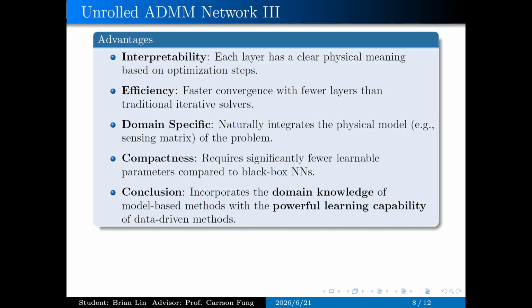The third point is domain specific. It naturally integrates the physical model of a problem. And the fourth point is compactness. The number of learnable parameters is less than in black box neural networks. In conclusion, it incorporates the domain knowledge of model-based methods with the powerful learning capability of data-driven methods.